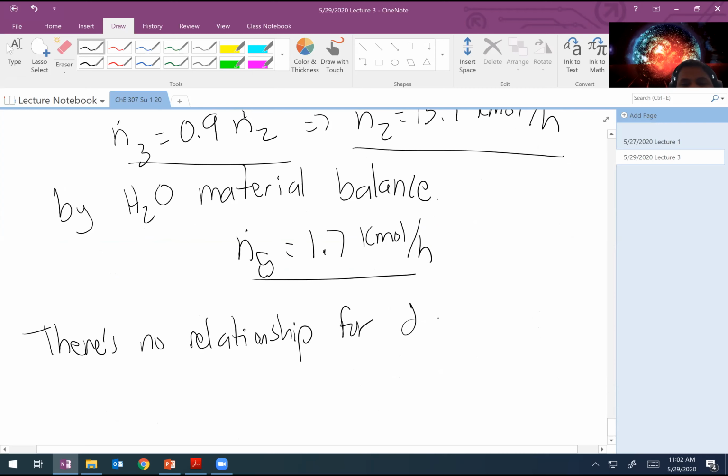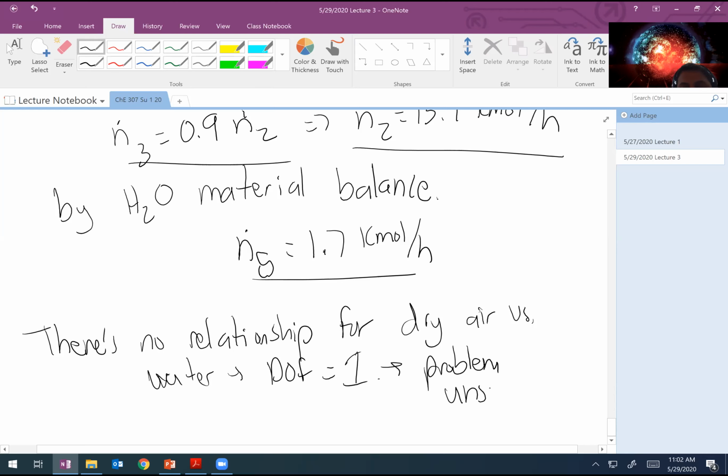for the dry air versus the water, right? So that's where my degree of freedom is equal to 1, and the problem is unsolvable as written, which means I need that information, right? If this was a plant and a process, I would say, well, we could look at this, but we need some sort of relationship or an assumption of that relationship to finish and make this problem fully specified.